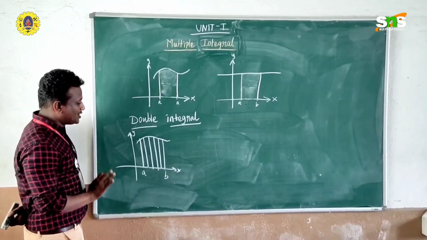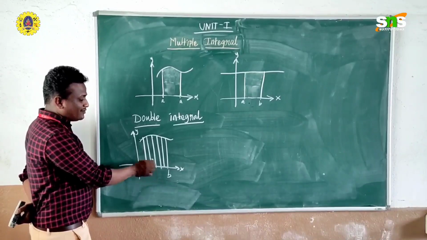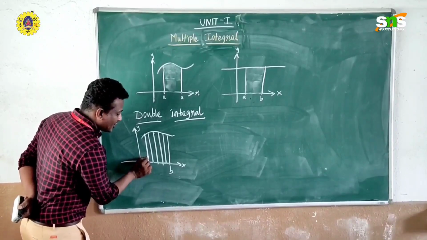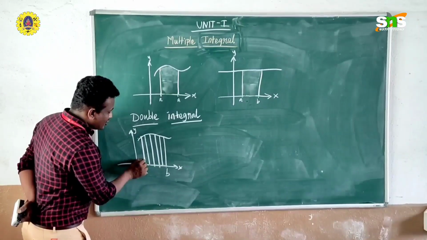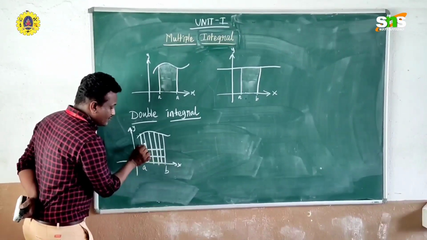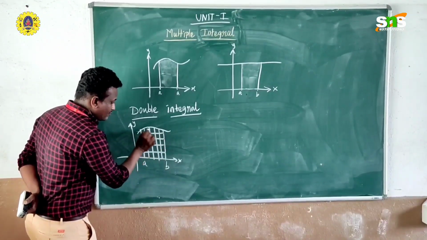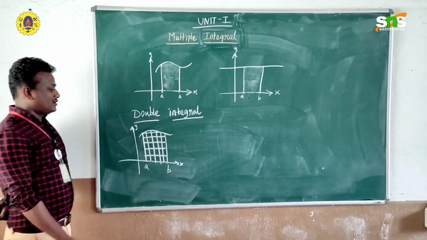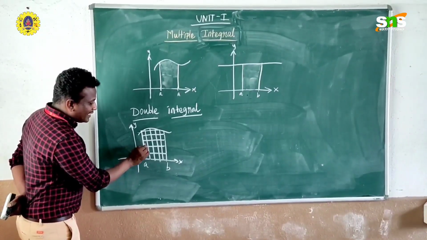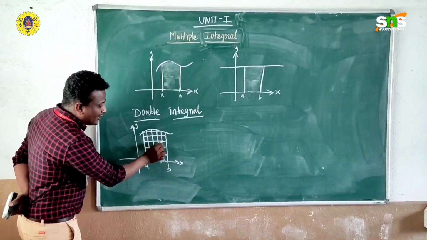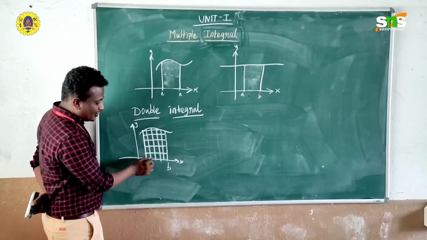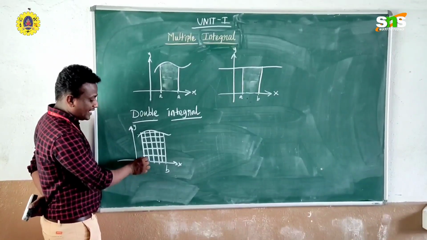I'll let you know how to use double integral. So this is the graph that we have seen in single integral. In double integral we are going to draw a perpendicular line towards the y-axis also. So like this. Now look at this image. Here you may see a number of rectangular particles. You can easily calculate the area for each particle by using the rectangular formula.